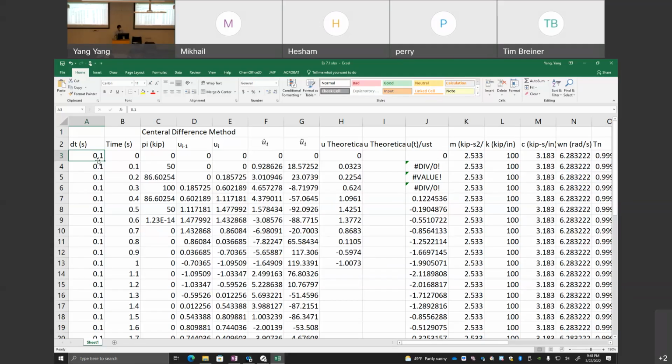So typically, when you solve this type of problem, we just choose a reasonably large delta t rather than a very small one. In this case, I use 0.1. So if the time step is delta t, we start from time equal to 0. The next time is 0.1. Everything is based on delta t.